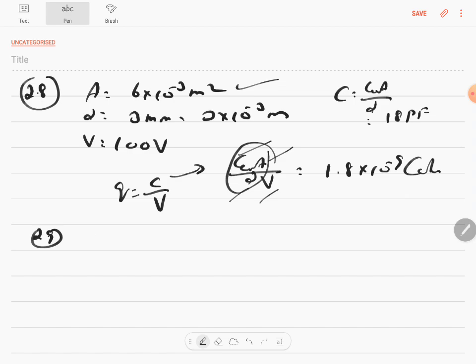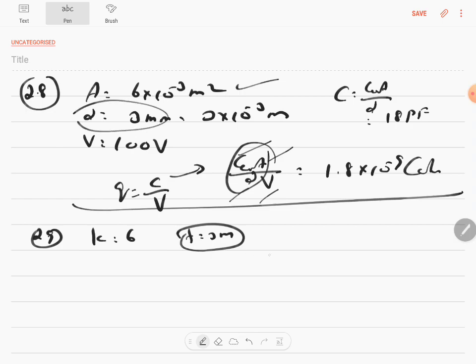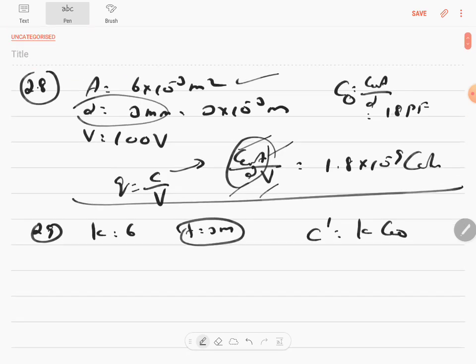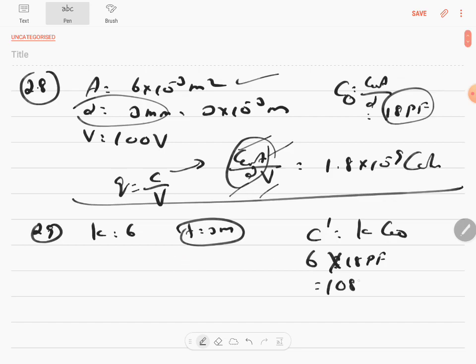So then next is 2.9 question. Explain what would happen if a dielectric slab with a dielectric constant of 6 is placed between the plates, whose thickness itself is 3 millimeter. T becomes equal to D. Therefore, the new capacitance is K times C naught. If C naught is 18 picofarad, you have to just multiply it with K, which is the dielectric constant, which is 6. And 18 into 6 or 108 picofarad will be the new capacitance.